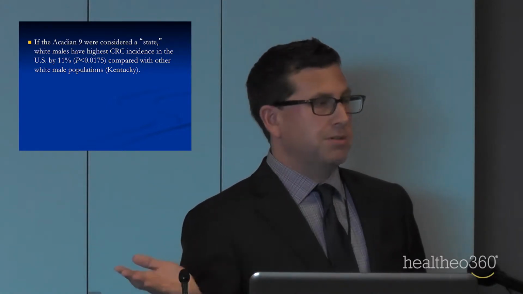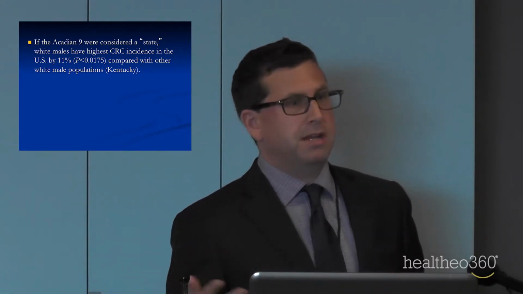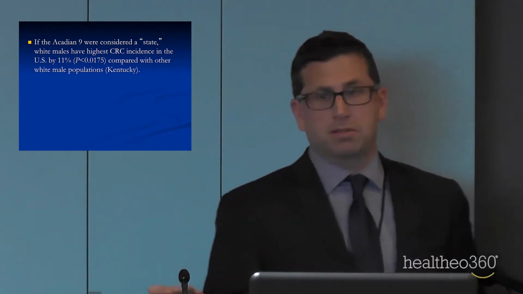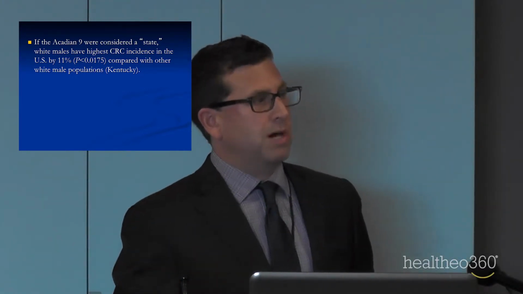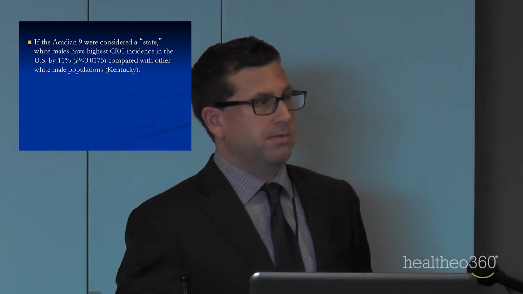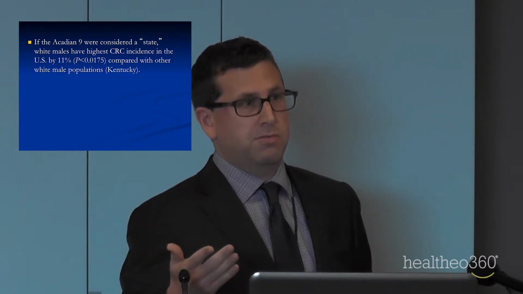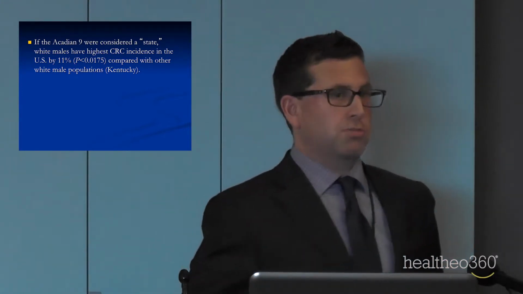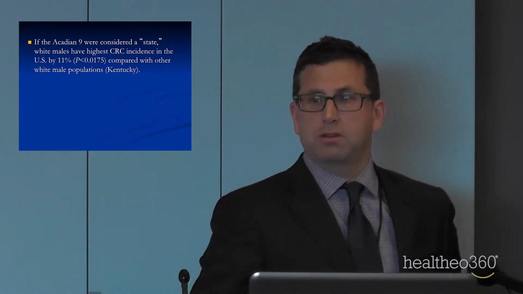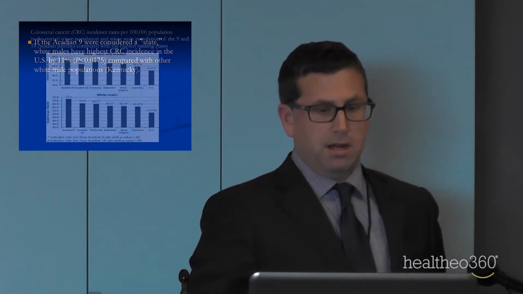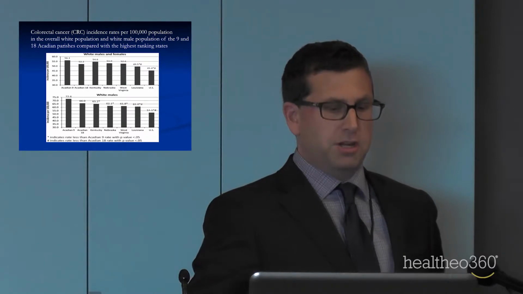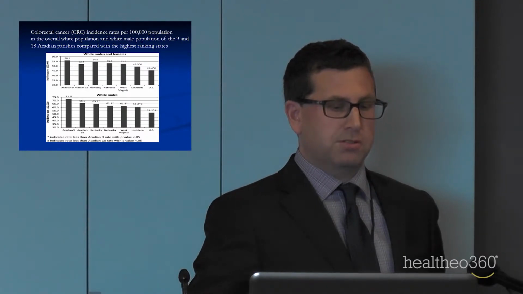So this study, just by using SEER data, publicly available data, and having a hypothesis, we were basically able to identify the highest rate of colorectal cancer in white males in the United States, and we found a very strong trend of increased rates of early onset colorectal cancer in this population. This slide shows the rate of 73 per 100,000 in white males compared to the United States and all the highest ranking states, and these are all statistically significant. So white males, highest rate in the United States.